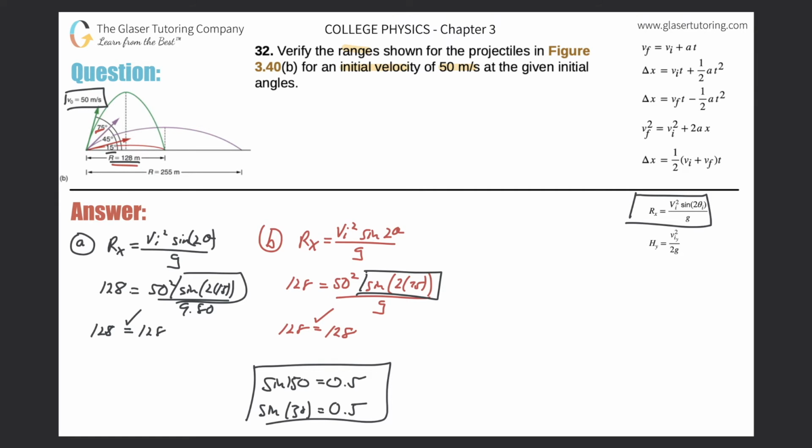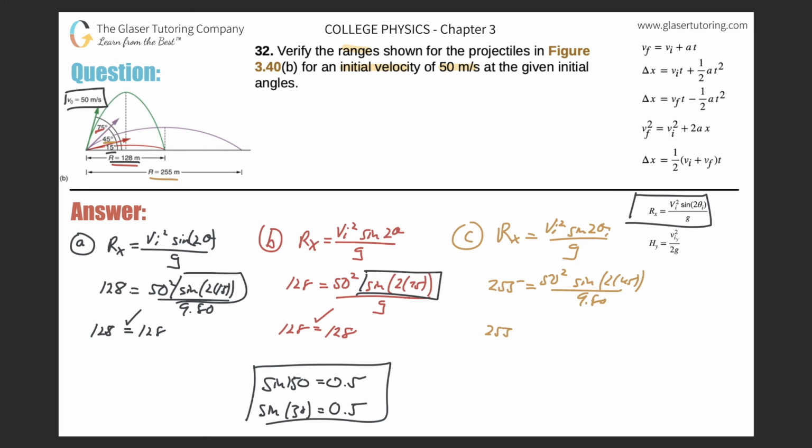So let's do letter C now. Let's verify now the 45-degree angle, and that angle led to a range of 255 meters. By the way, the 45-degree angle will lead to the largest range, assuming that the ball ends and lands at the same height. So it's the same formula. The range of x is equal to the initial velocity squared times the sine of 2 times the initial angle, all divided by g. So 255 should be equal to 50 squared times the sine of 2 times 45 all over 9.80.